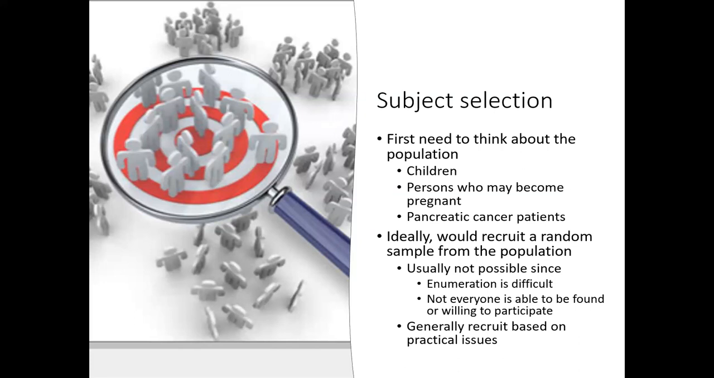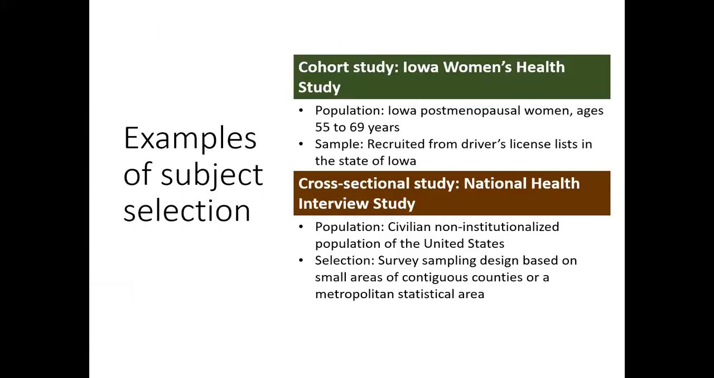So we recruit people based on practical issues. And we have some problems with something called selection bias, right? So our sample might not be truly representative of that population. So we have to worry about that a little bit. Let's look at a couple of examples of how people selected subjects for their study.